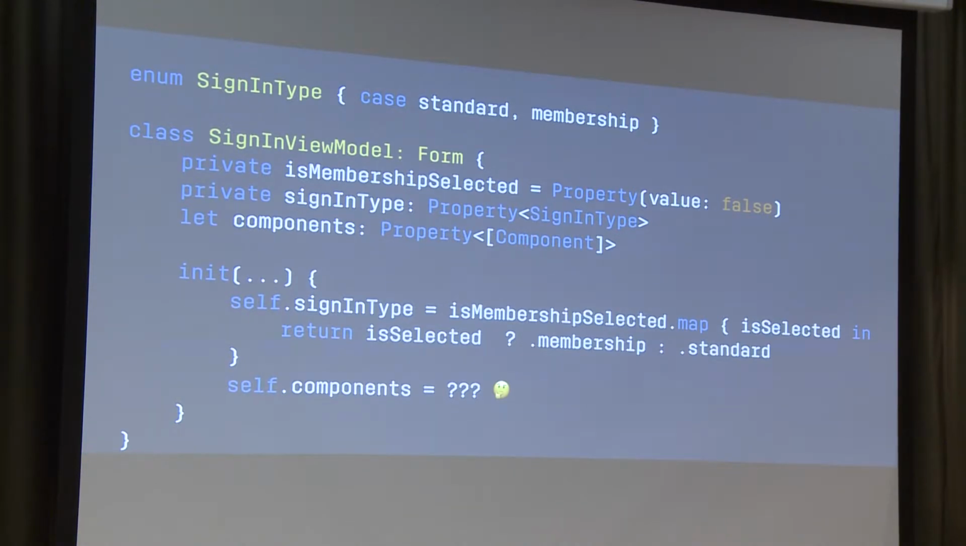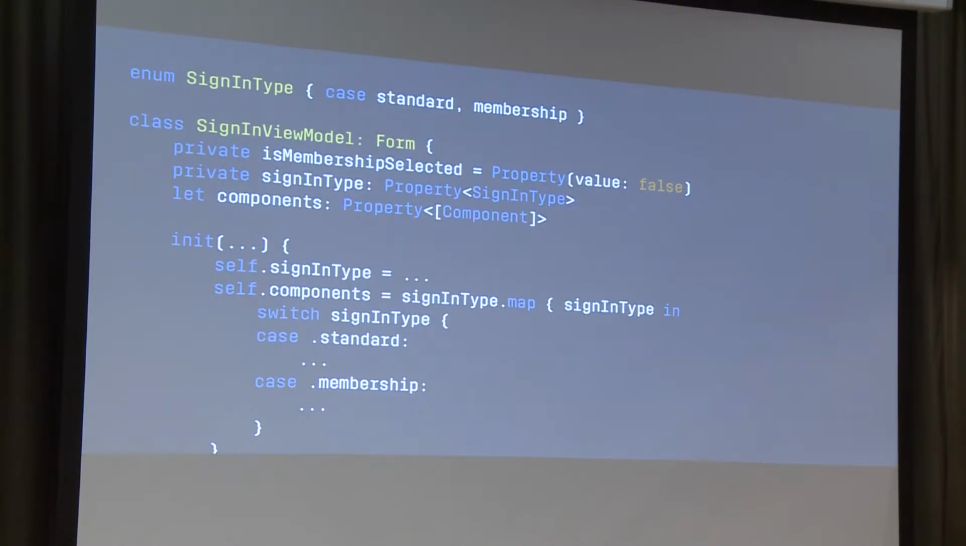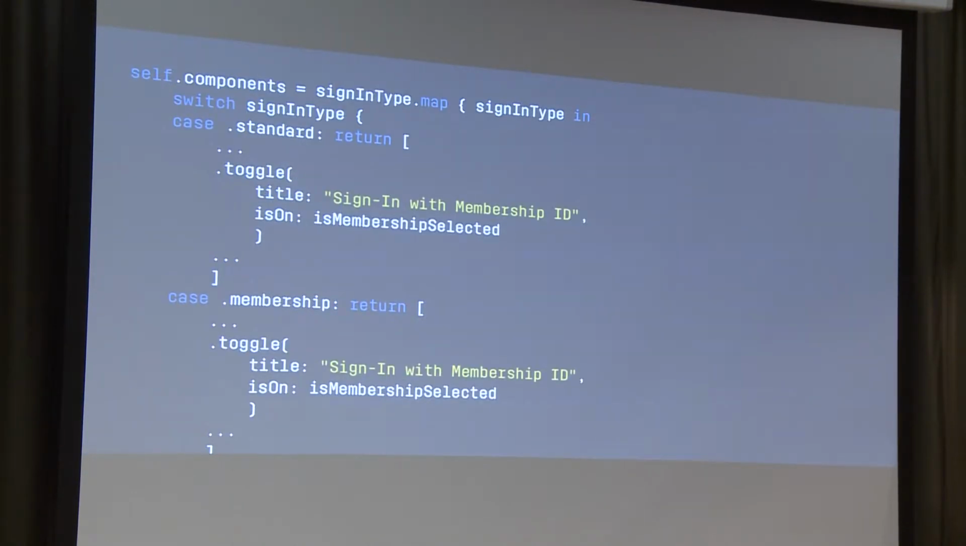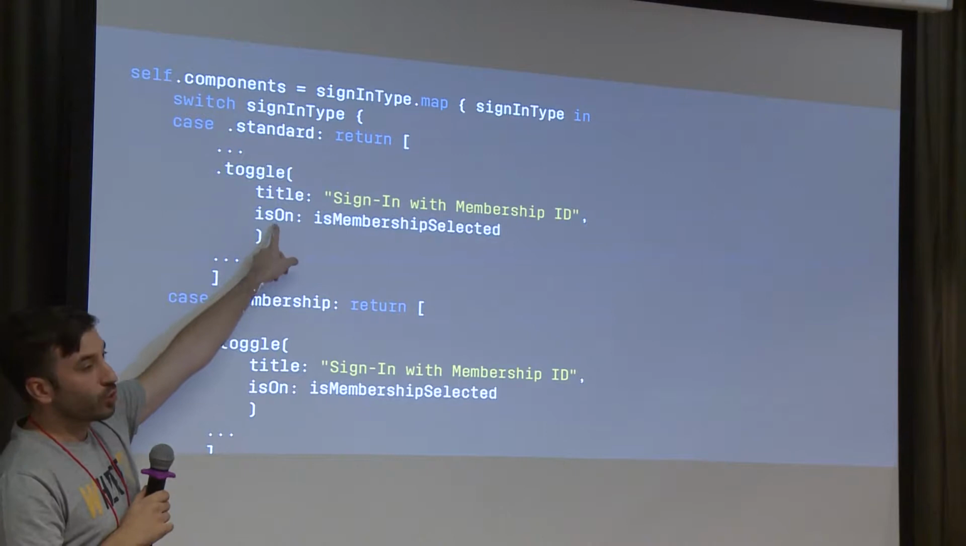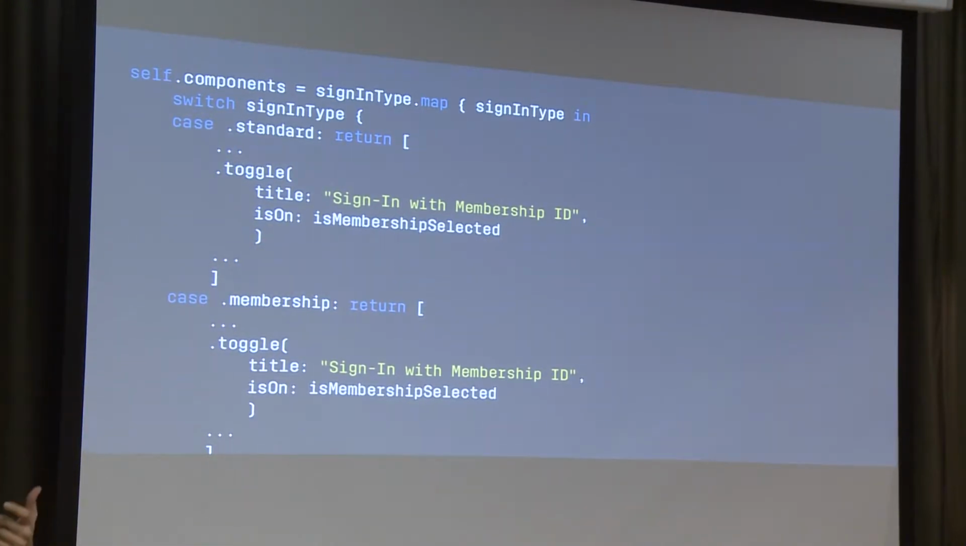So with this, we have these two types, and we can define something like this. If we have the sign-in type, and because it's a property, we can map each value to a new value. And in this case it is an array of components, okay? So the switch that we saw previously is essentially here. And we know that every single time this property changes, we get the new list of components, because we provide the toggle with this property. This property is the trigger to the system.